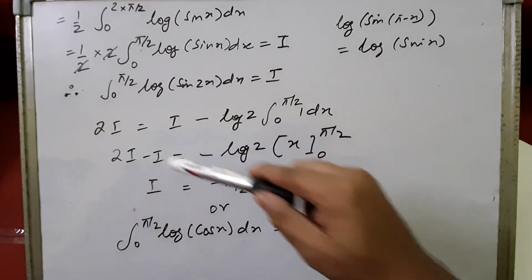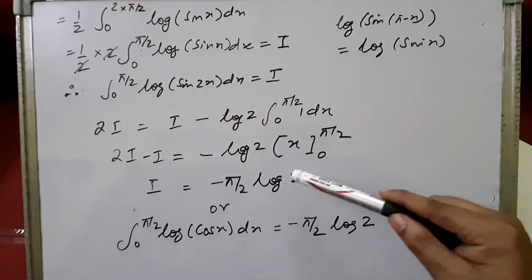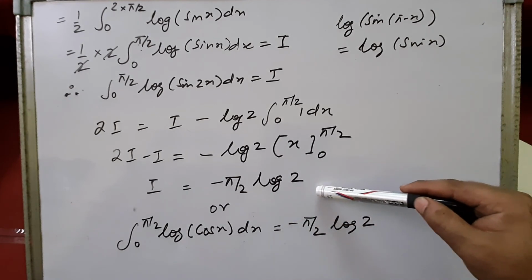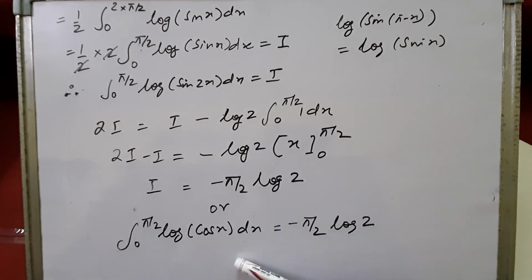This I we will transfer to that side. It will become 2I minus I, and pi by 2 minus 0, so it will be minus pi by 2 log 2. So the value of I, or the integral from 0 to pi by 2 of log cos x dx, will be minus pi by 2 log 2. Alright children, please note down.